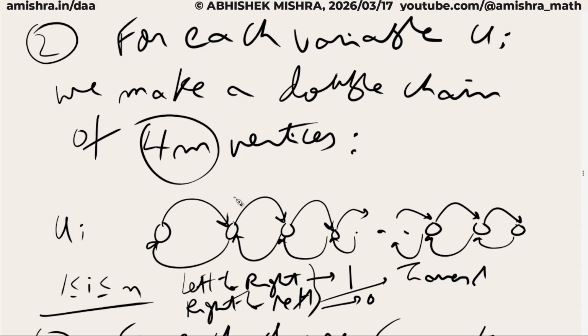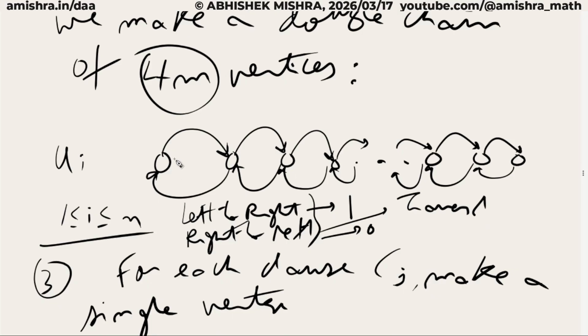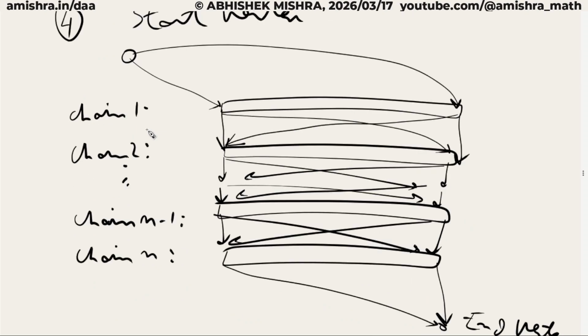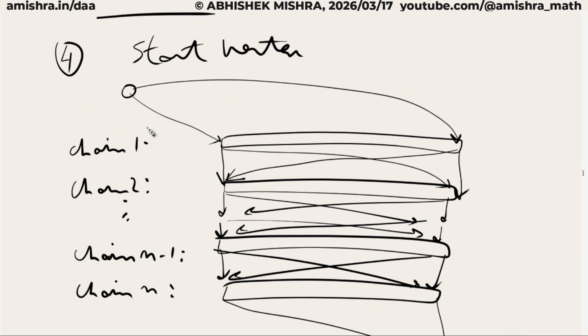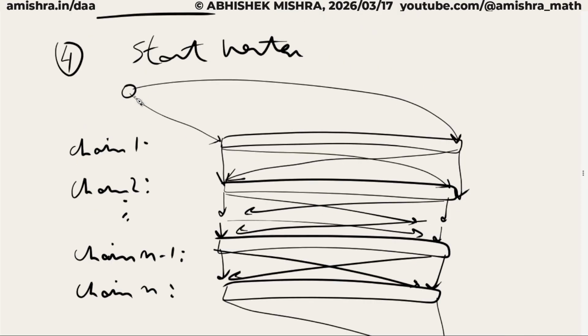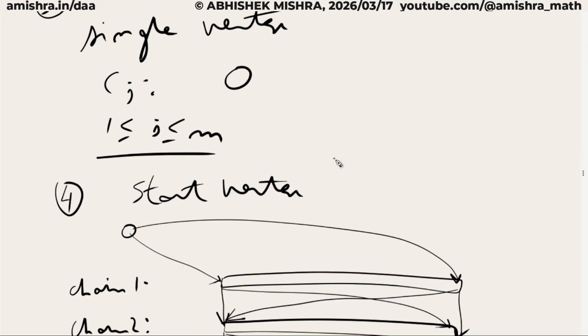And one more thing we observe: if we have to make a Hamiltonian path in this structure, we have to start from the start vertex because there is no incoming edge, and also we have to end at the end vertex because there is no outgoing edge. So starting from this, we have two choices for chain 1, either left to right traversal or right to left. There is no other possibility because of the structure.